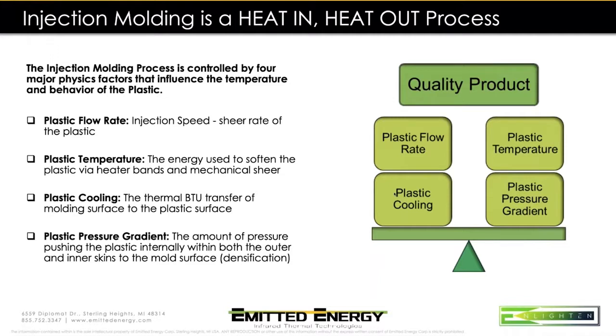We have your plastic temperature itself, which can be done by your heater bands or your mechanical shear you've got from RPMs of the screw, compression ratio of the screw itself, whether you've got a 2-to-1 or a general purpose type screw, or you've got a high compression, what kind of back pressure you're trying to do to get a homogeneous melt through that, all of which give mechanical shear into the product.